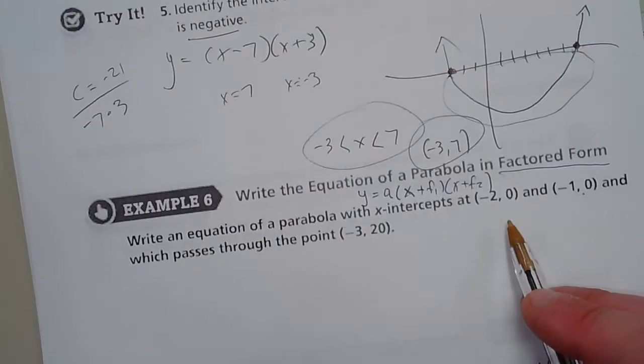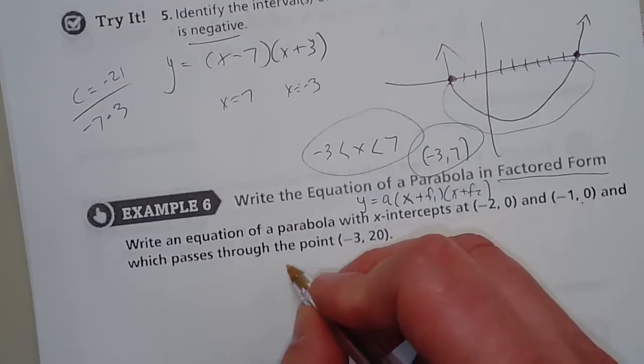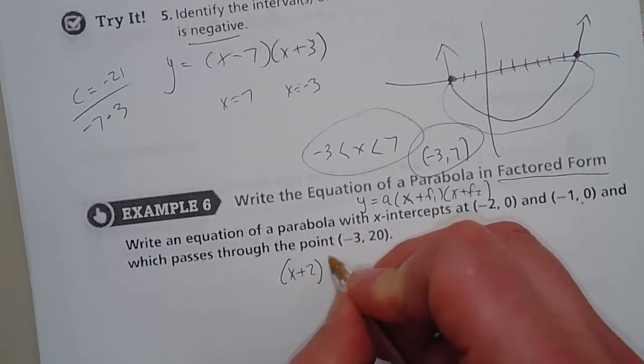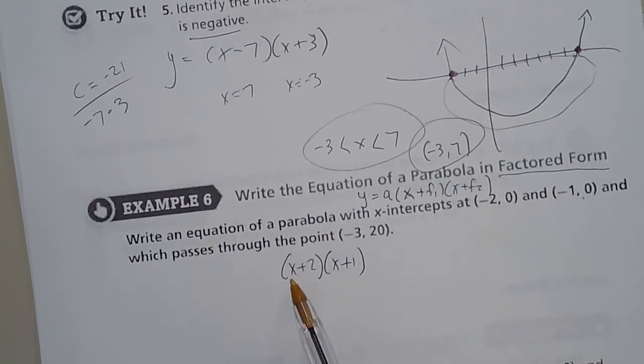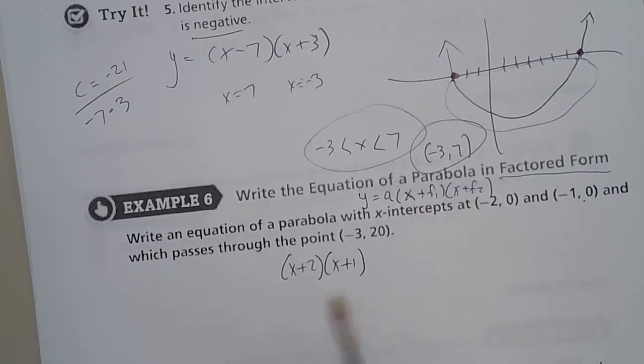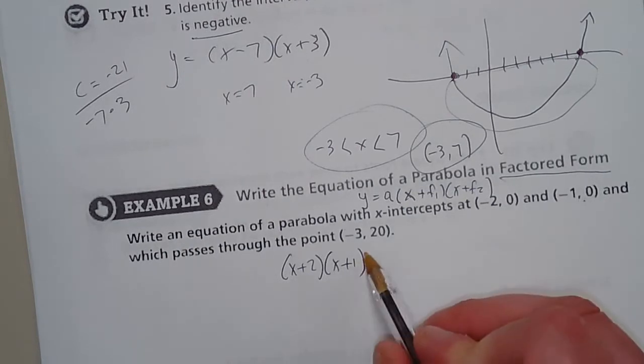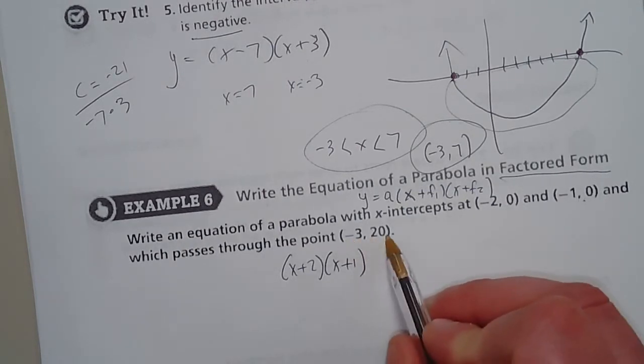So in our case, if the zeros are at -2 and -1, then the factors have to be x plus 2 and x plus 1. Because those would be the factors where -2 would make that a 0, and -1 would make that a 0. So when they're giving you these x-intercepts, the zeros, you can come up with the factors. Now, the only other piece to this is the other random point that they give us.